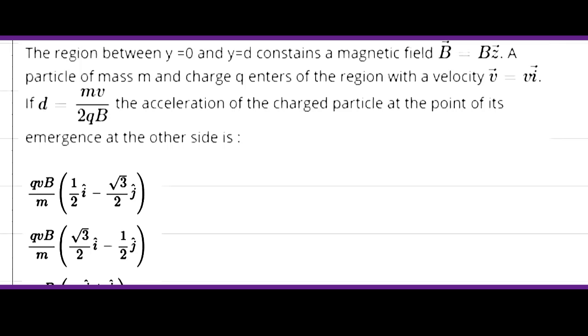Hello everyone. The region between y equals to 0 to y equals to d, consists of a magnetic field B vector equals to B k cap. A particle of mass m and charge q enters the region with velocity this much, and d here is given as mv by 2qB. Acceleration of the particle at the point of its emergence at the other side is what?